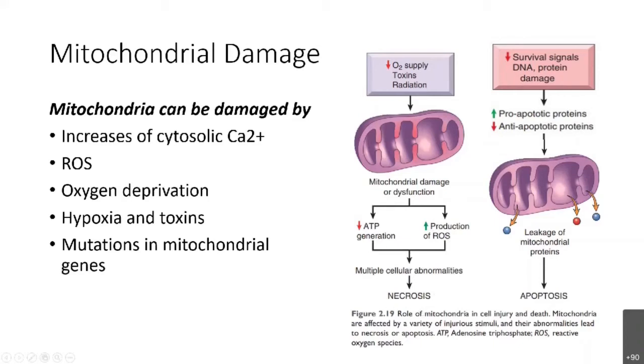On the other hand, also when there is decrease in the survival signals, the pro-apoptotic genes will be activated. Now, apoptosis is also a type of cell death. So this leads to development of some membrane pores in the mitochondrial membrane, which leads to leakage of the mitochondrial proteins, and this will lead to apoptosis.